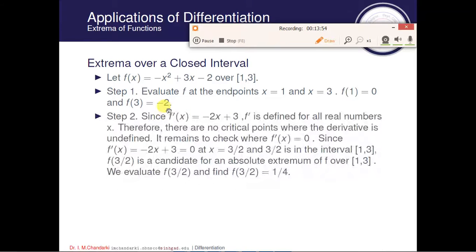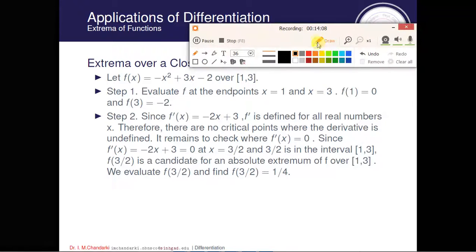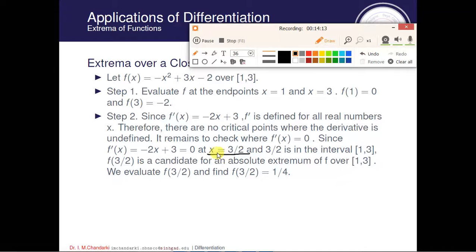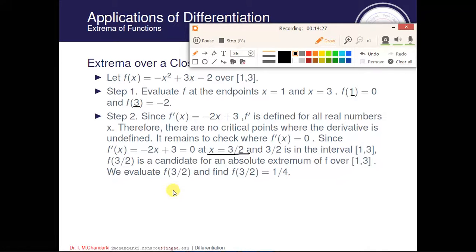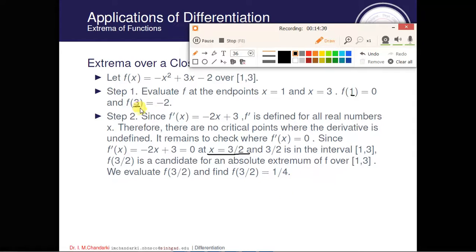Now what is the second step? Let us differentiate. The derivative of minus x square is minus 2x, plus 3, and if we equate this to 0, we get x equal to 3 by 2. So x equal to 3 by 2 is the only critical point. Along with it, you have 2 more points, 3 and 1. In total we have 3 points which we may call probable extremum points. Any 1, any 2, or all 3 may be extremum points.